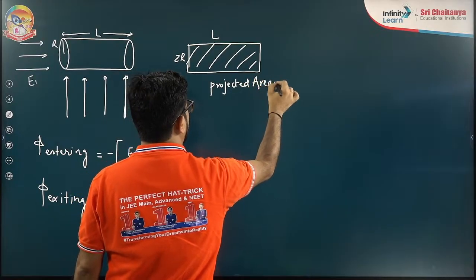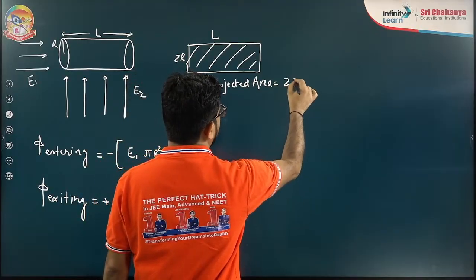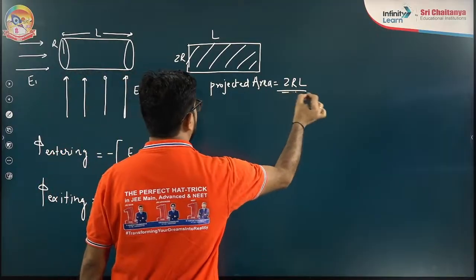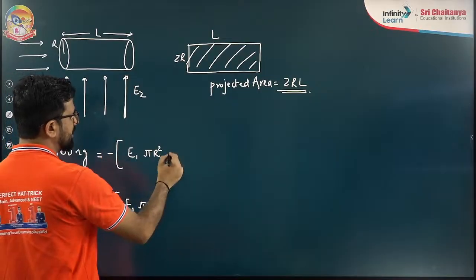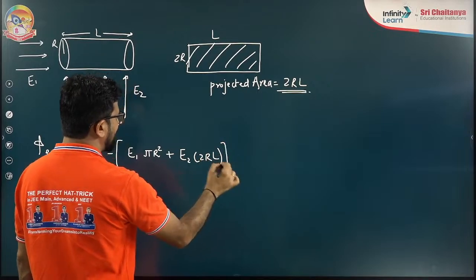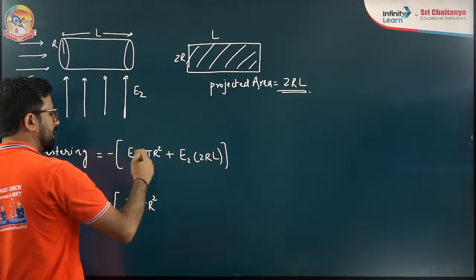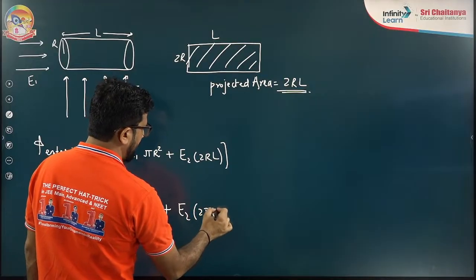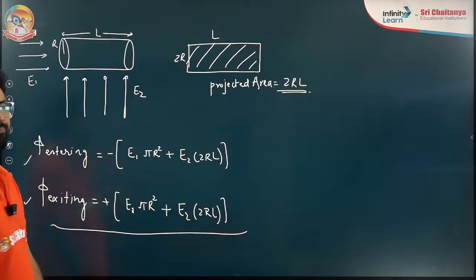Projected area. And what is the value of this? Directly you will say the area is equal to 2R into L. And using this 2RL, you can now write the flux. Due to E2, you will say plus E2 into 2R into L. This is the flux entering side, definitely negative. Exiting side is also the same thing, so plus E2 into 2R into L. That is the very basic thing that we can write. This is flux entering, flux exiting.